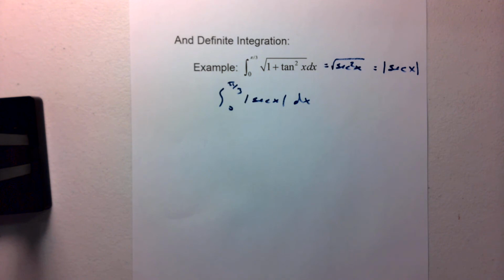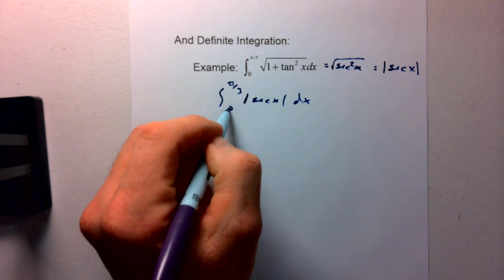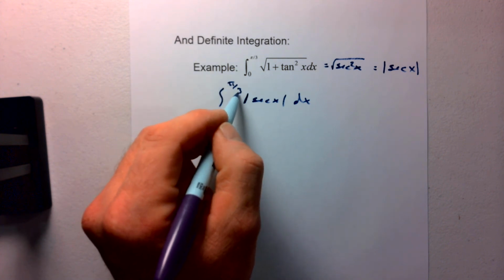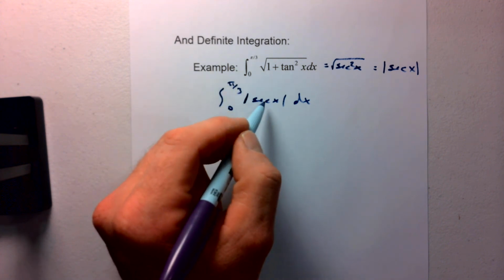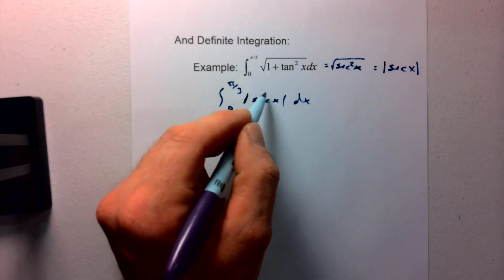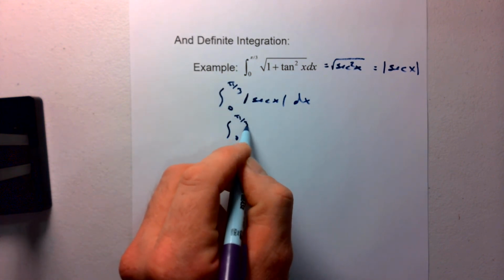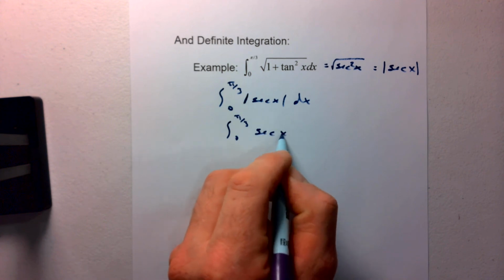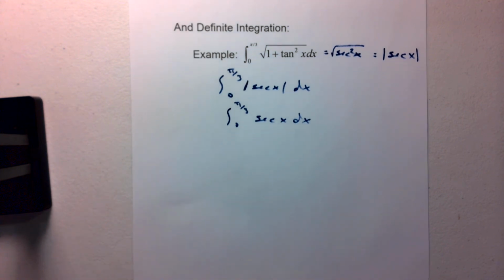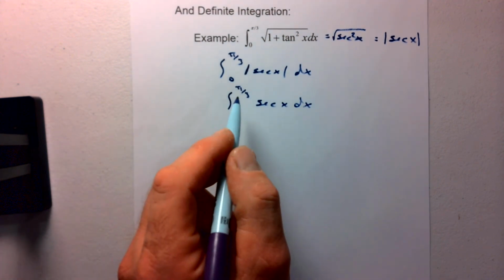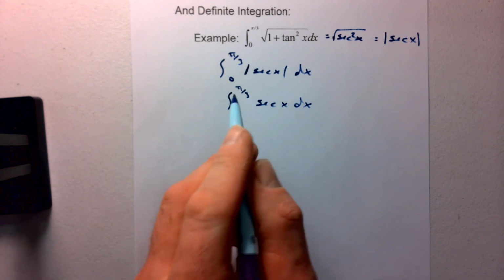Could pose a little trouble for us, but our interval is from 0 to pi over 3. And from 0 to pi over 3, the secant of x is always going to be positive. So we really don't have to worry about that absolute value in there. So we're just looking at the integration from 0 to pi over 3 of the secant of x.